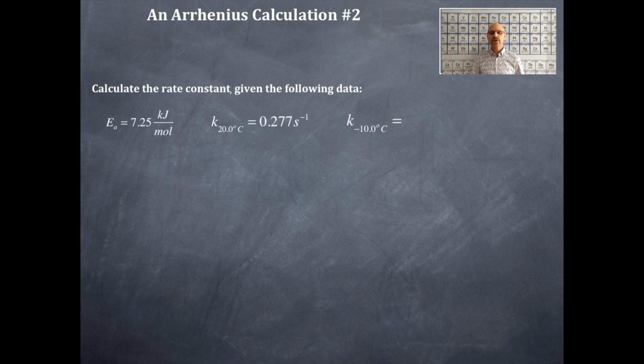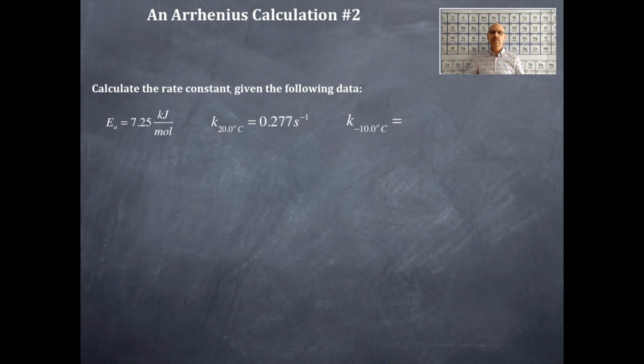So we got an activation energy, that's 7.25 kilojoules per mole. We have a rate constant at 20 degrees Celsius of 0.277 per second. And we also are looking for the rate constant at minus 10 degrees Celsius. So we're solving for the rate constant at a lower temperature here.